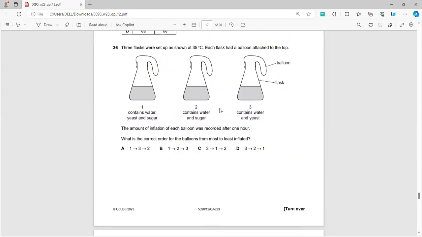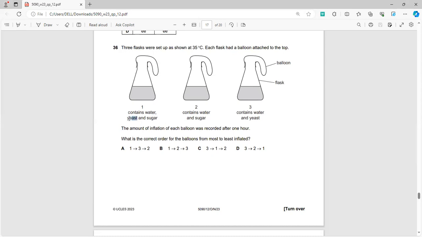Now in question number 36, you need to know that the process of respiration is occurring. So the greater the amount of air which will be respired from the yeast, the greater will be the amount of air which will be accumulated in the balloon. So if we go in order, obviously number one will have contained the most amount of air since there is a lot of yeast, sugar and water.